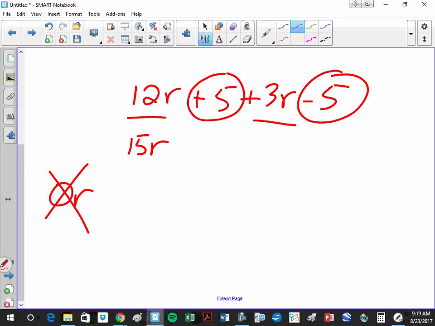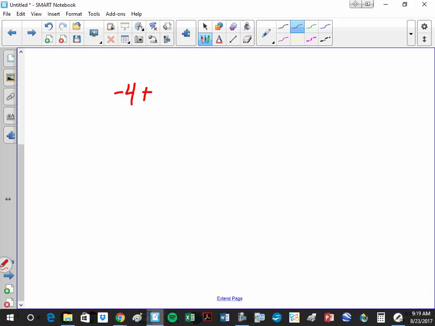Look at number 21. So negative 4 plus 7 times 1 minus 3m. What do we need to do here? We need to multiply the 7 in. Do you remember what that's called? Starts with a D. Distribute. So we need to distribute the 7 in.